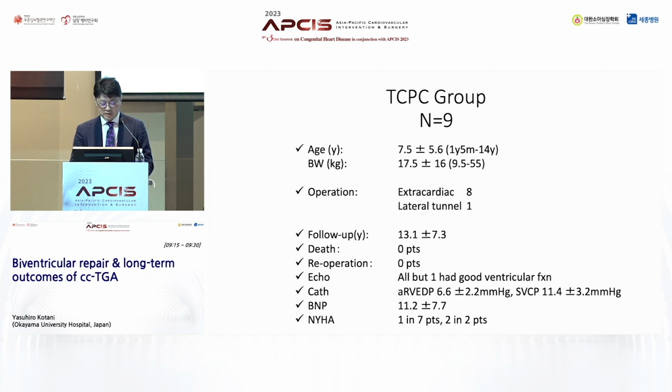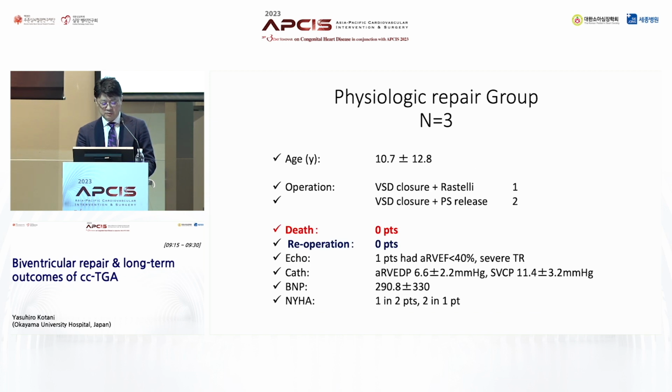So 9 patients had a TCPC. There were no deaths and no reoperation. All but 1 had a good ventricular function. Fontan pressure was 11 mmHg with an EDP of 6. NYHA class was 1 in 7 patients and 2 in 2 patients. We had only 3 patients who had a physiologic repair. There was no death and no reoperation, but 1 patient had decreased RV function with a severe tricuspid regurgitation. So we need to carefully follow up this patient.